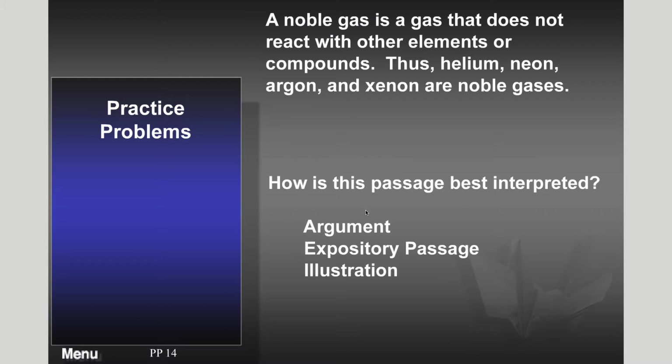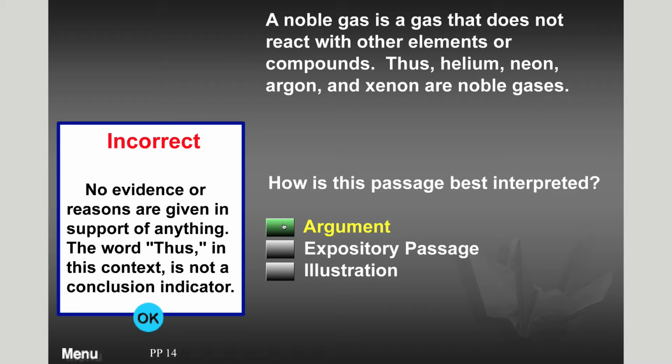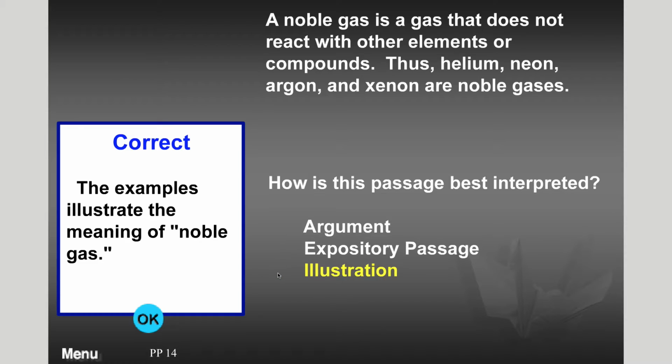So, again, another practice problem. A noble gas is a gas that does not react with other elements or compounds. Thus, helium, neon, argon, and xenon are noble gases. How is this passage best interpreted? Okay, so we get "thus," which seems to be a conclusion indicator. So let's see, is it an argument? No. No evidence or reasons are given in the form of anything. The word "thus" in this context is not a conclusion indicator. It is, in fact, an illustration, right? The examples illustrate the meaning of what a noble gas is.